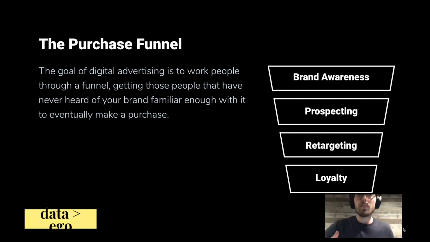So the general purchase funnel for an e-commerce store tends to go like this, right? The goal is to work people from not knowing you at all, to knowing you a little bit, to trusting you enough to buy, and then retaining them after they're a customer with your ads. So at the top, you're getting your brand in front of these people, getting them aware of your brand, because realistically, the majority of people have no idea who you are, even though you may think a lot of them do. The majority of people on this planet have zero idea who you and your brand are.